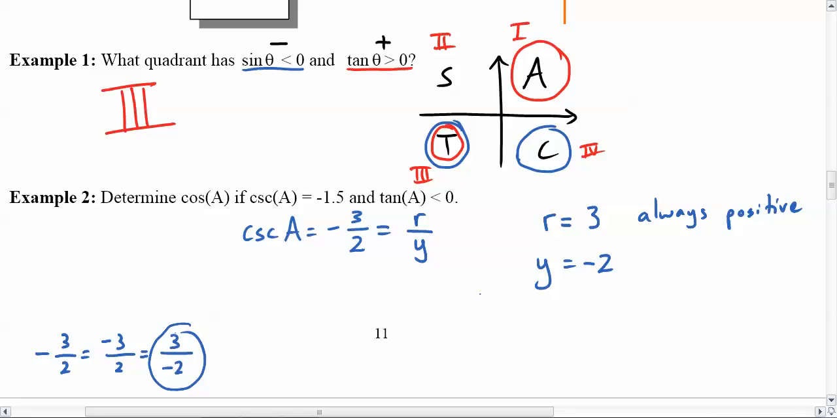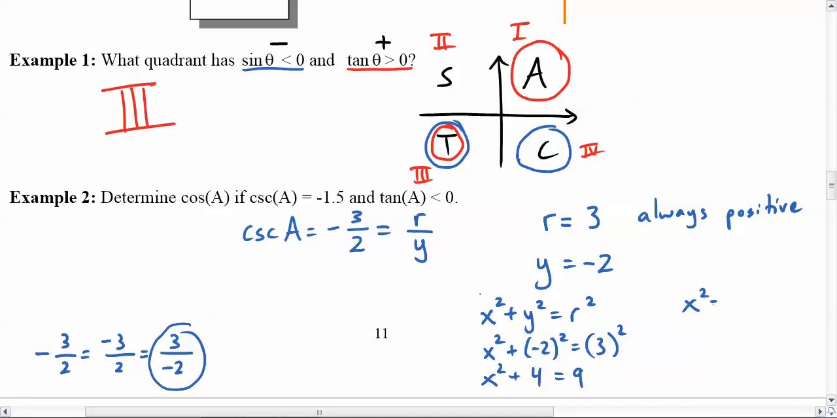Anybody know what x is? Yeah, we can use a squared plus b squared equals c squared. So we just plug in our values. x squared plus 4 equals 9. So x squared equals 5. x is root 5.